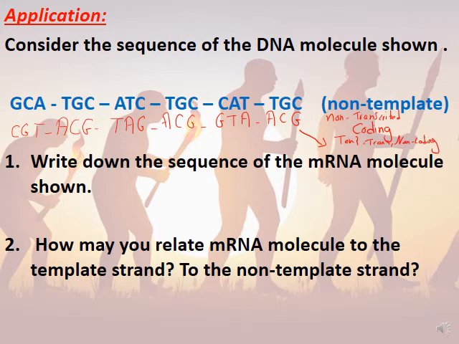Okay, so here, if I want to write the complementary of the template, G is C, C is G, A is T, T is A, G is C, C is G, T is A, T is A, C is G, T is A, G is C, C is G, C is G, A is T, T is A, T is A, G is C, and C is G. So this is the complementary for the template.